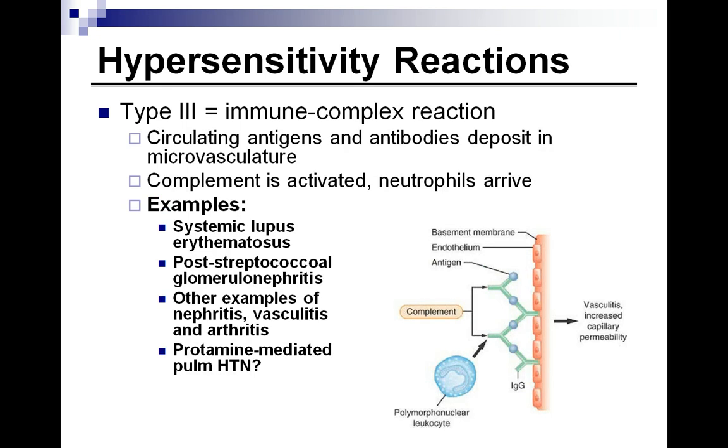A type 3 hypersensitivity reaction is called an immune complex reaction. These are heavily involved with complement, and typically what we see is a circulating antigen binds to an antibody, and this complex deposits in the microvasculature. This leads to activation of complement, and in come the neutrophils, and this leads to an inflammatory response. So we see this a lot in lupus, post-streptococcal glomerulonephritis, and other examples of nephritis and vasculitis. Some think that the protamine-mediated pulmonary hypertension is due to this pathway as well.